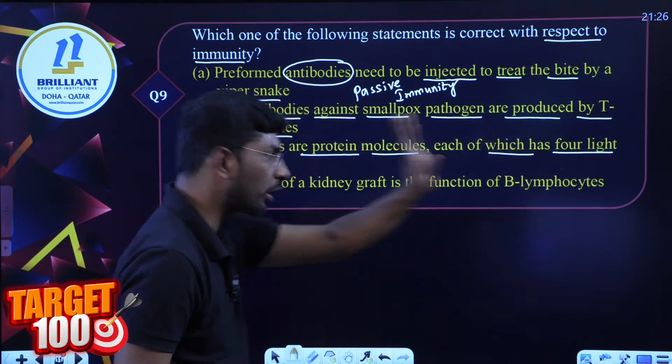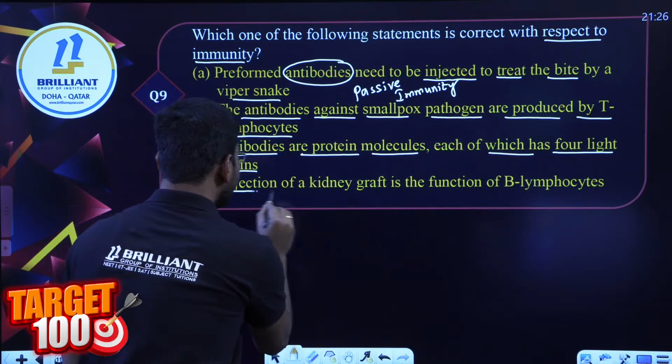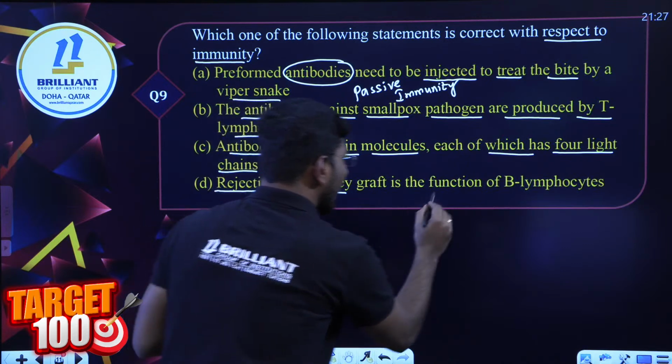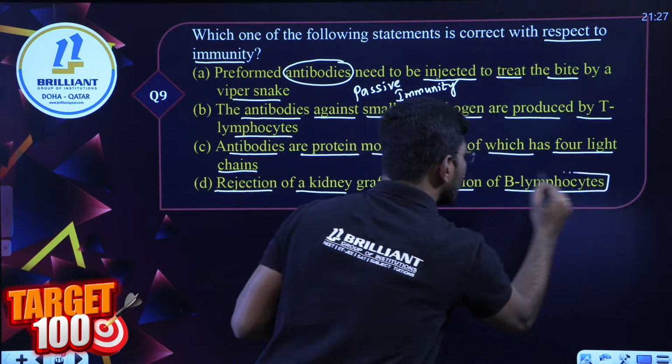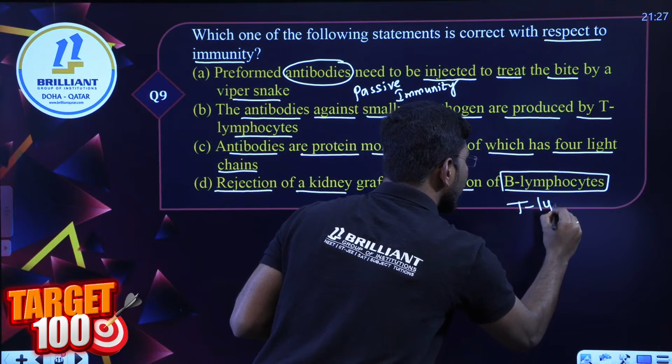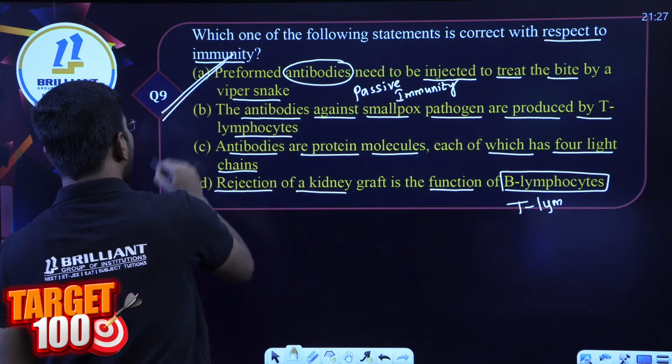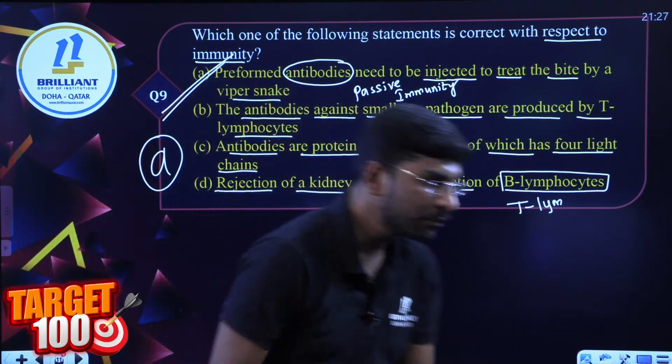This statement is also wrong here. What is the last one? Graft rejection, that means the kidney rejection, is a function of the B lymphocyte. I told you it is T lymphocyte. So the right answer is option A. How many of you are done?